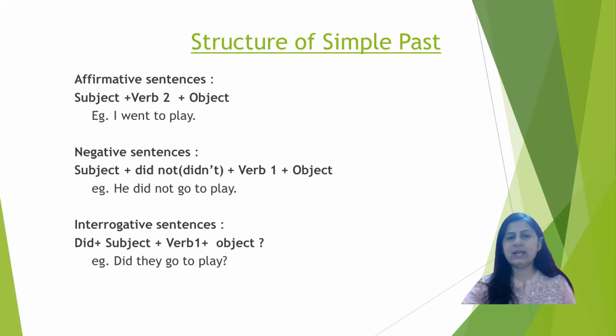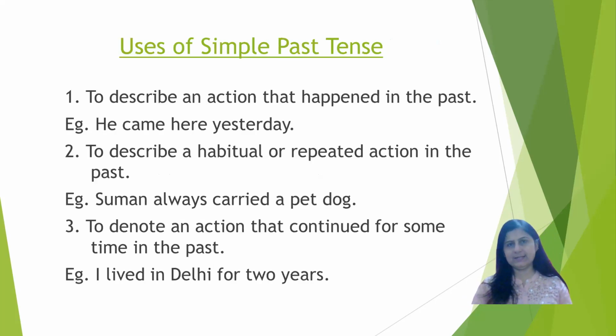Now let's understand where to use simple past tense. First, it is used to describe an action that happened in the past, something that took place in the past and is over now. Like, he came here yesterday. Something that was done yesterday or any time in the past will take simple past form.